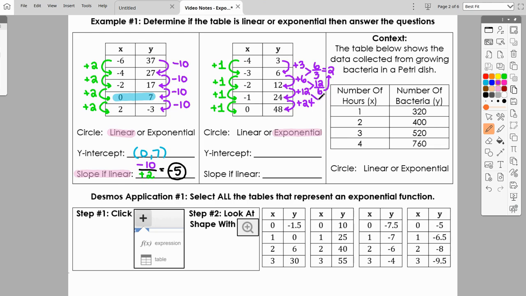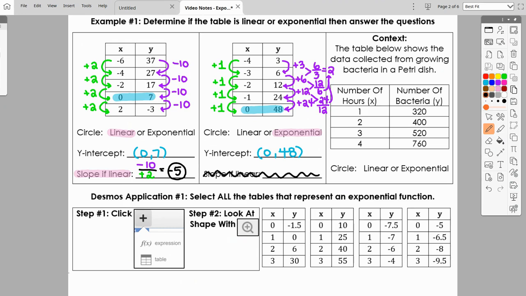And then we go ahead and check our last one as well. 24 divided by the previous change in y value, 12, comes out to be the 2 here. So as you see, all the change in y over the previous change in y comes out to be the common ratio of 2. It's the same across the board, so that's how I know it's exponential. From here, I go ahead and highlight my row that has an x value of 0, y value of 48. That will be my y-intercept. Because this was not linear, I do not have to do the slope.